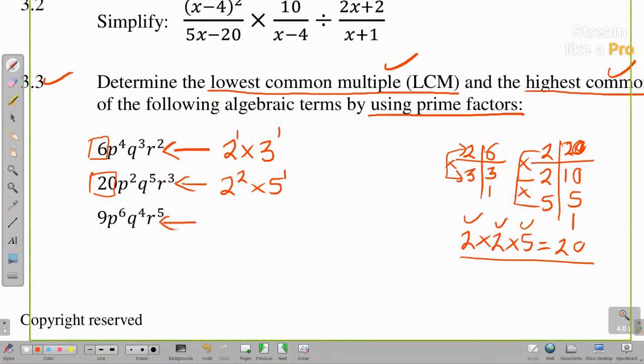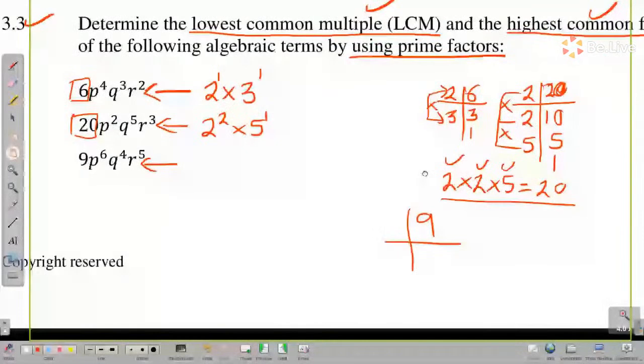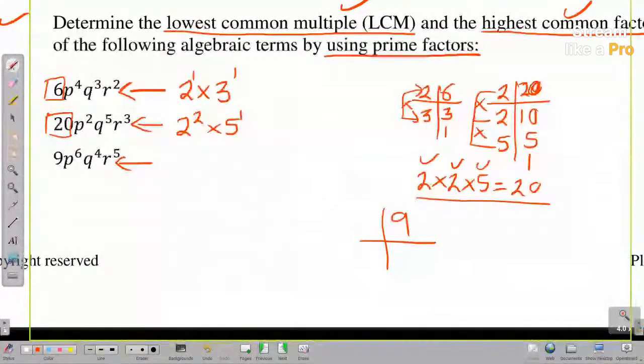The next one is 9. You do the same thing. How can I write 9 as a product of its prime factors? What can go into 9? 2 cannot go into 9, but the next smallest prime number that can go into 9 is 3. So prime numbers, guys, are numbers like 1, because 1 can be divided by 1 and itself. 2 can be divided by 1 and itself. 3, these are the common ones.